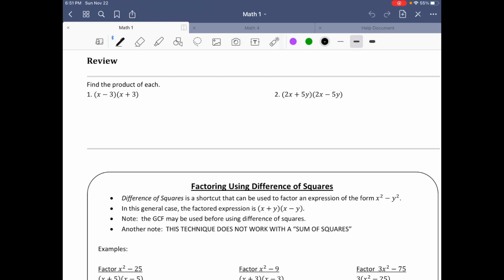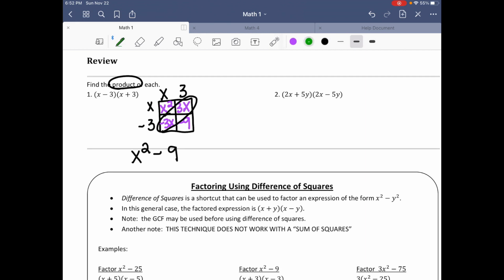So let's review quickly. If we are talking about finding the product, that means we're going to multiply. I'm going to set up my box, and I have x and -3, x and +3. So this is going to be x squared, -3x, 3x, and -9. Now these two are going to cancel each other out, so we're left with x squared minus 9.